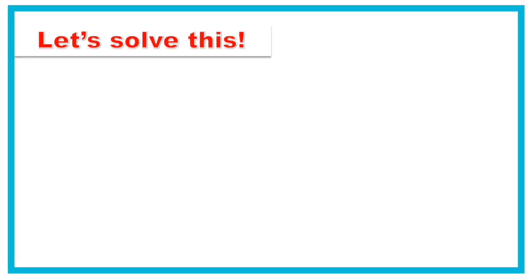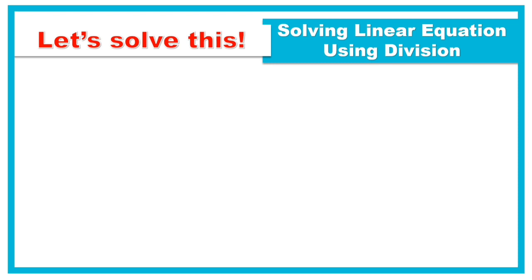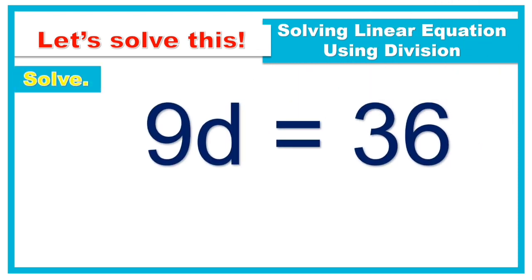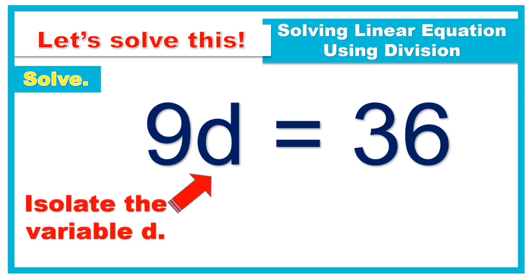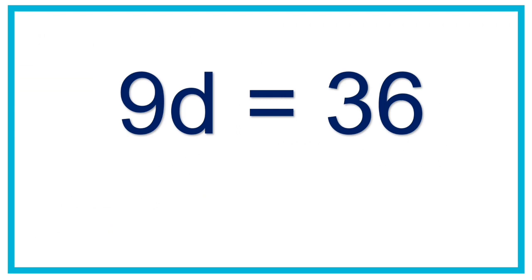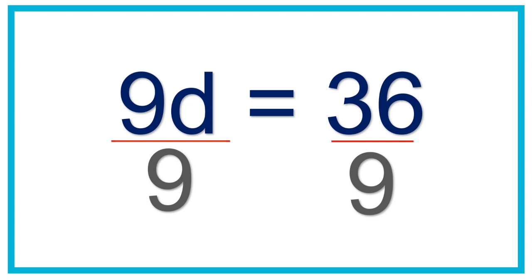Let's solve this. Solving linear equation using division. We're going to solve 9d equals 36. First, we're going to isolate the variable d. How? By dividing 9. Again, when we divide 9 on the left side, we have to divide 9 on the right side so that the equation is balanced.